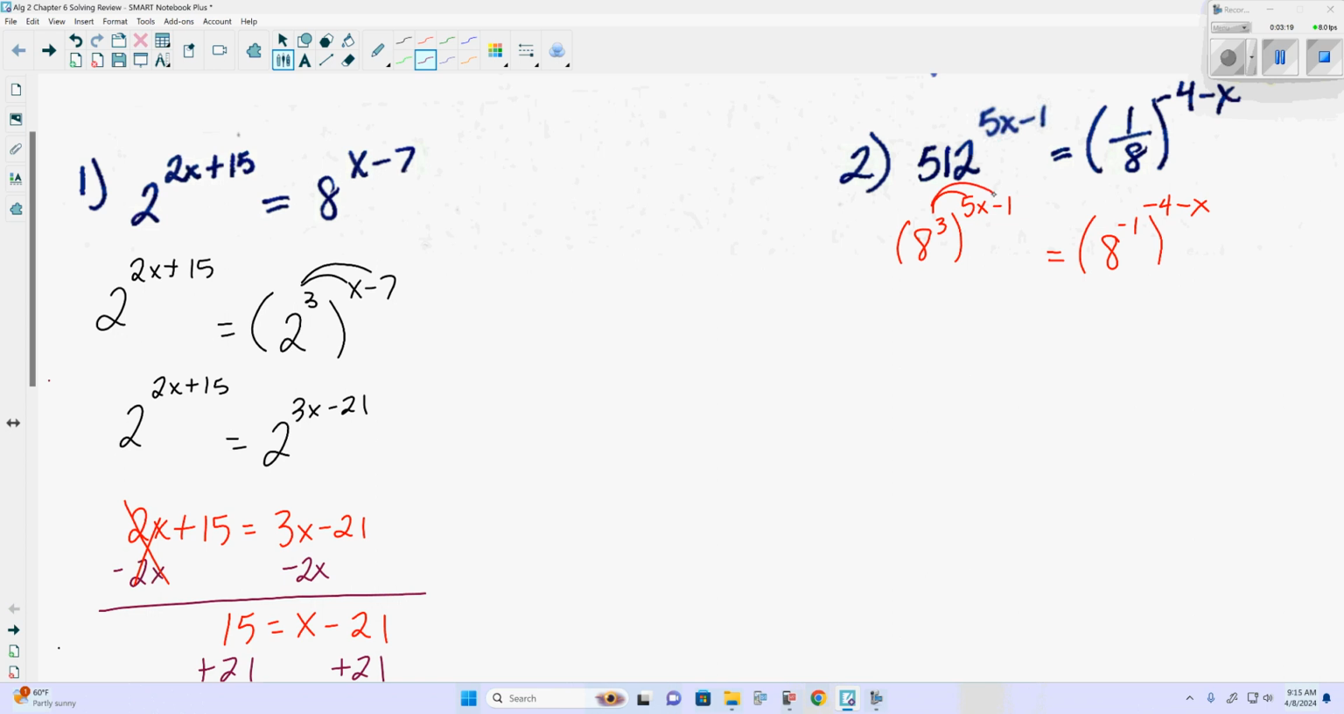Here we would distribute. 3 times 5x is 15x. 3 times negative 1 is negative 3. We'll do the same thing with our other side. We're distributing the negative 1. Negative 1 times 4 is 4. Negative 1 times negative x is plus x.